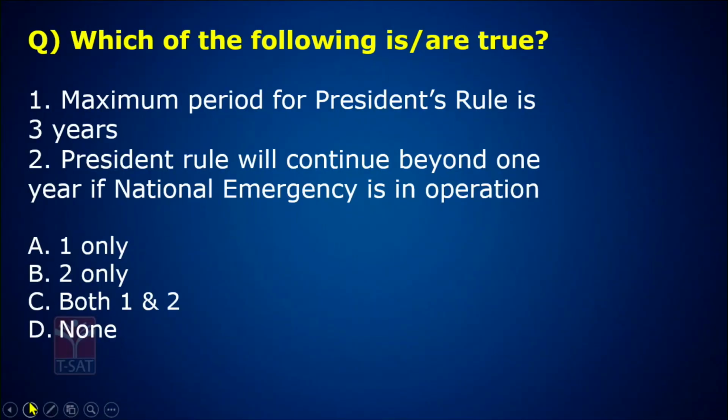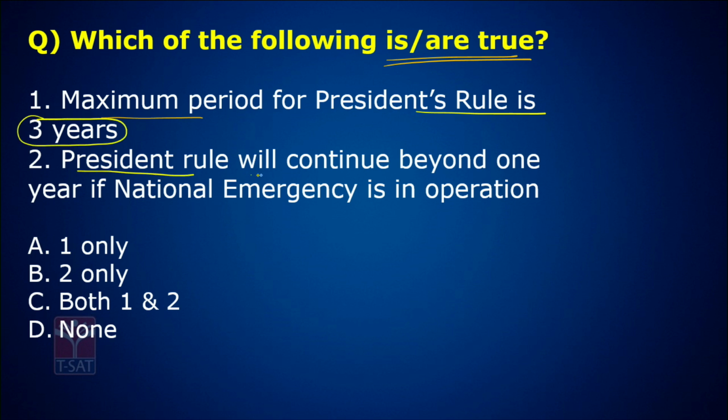Which of the following is or are true? Okay, let's try to understand. Just before, I told you, the maximum period for the President's rule is 3 years. President's rule will continue beyond 1 year if national emergency is in operation. Both the statements are correct. Now, you need to understand this.